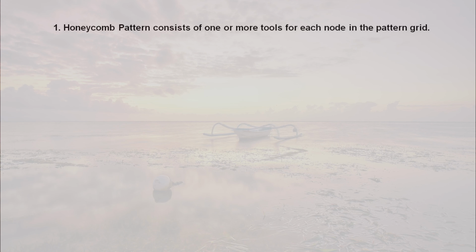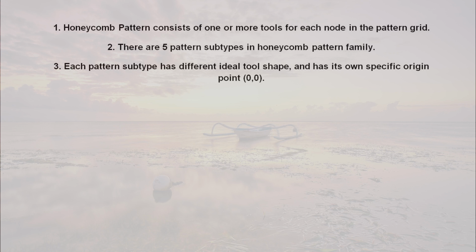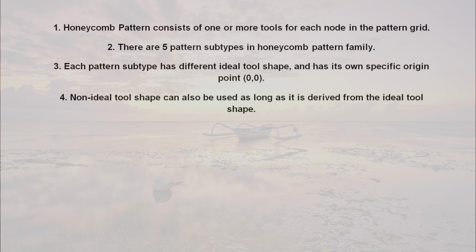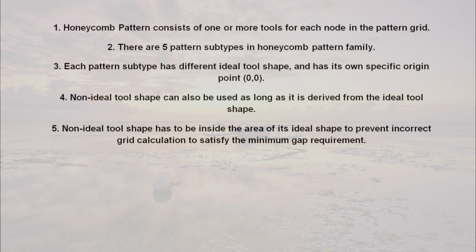We can also summarize into several points about honeycomb pattern. 1. Honeycomb pattern is a cluster perforated pattern that consists of one or more tools for each node in the pattern grid. 2. There are 5 pattern subtypes in the honeycomb pattern family. 3. Each pattern subtype has a different ideal tool shape, and has its own specific origin point. 4. A non-ideal tool shape can also be used as long as it is derived from the ideal tool shape. 5. A non-ideal tool shape has to be inside the area of its ideal shape to prevent incorrect grid calculation and to satisfy the minimum gap requirement.